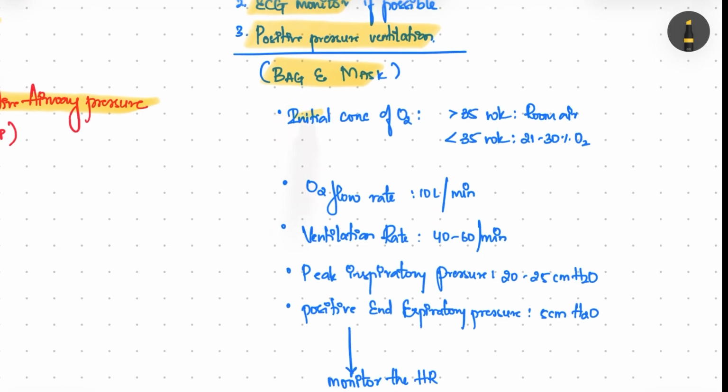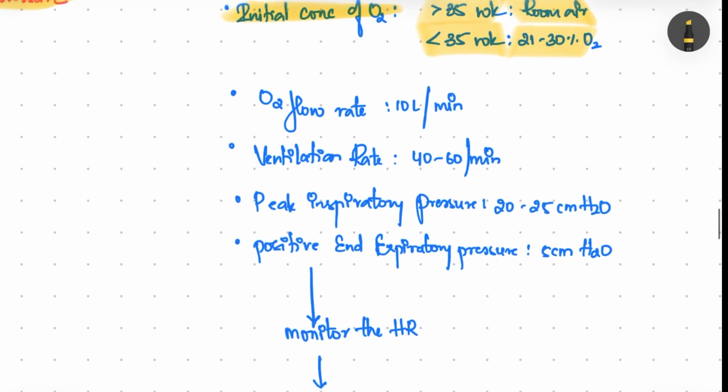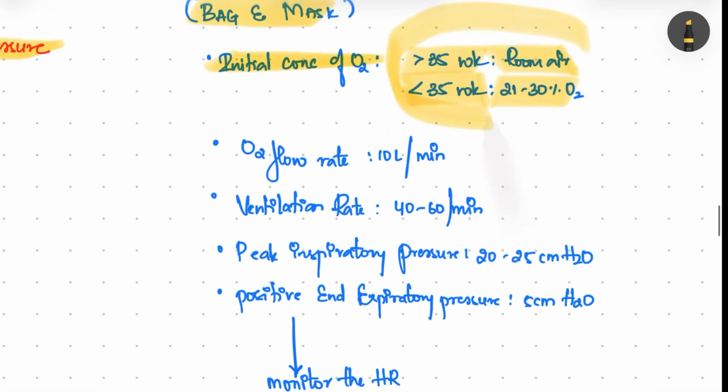The initial concentration of oxygen you give depends on the gestational age. If the baby is above 35 weeks, room air is sufficient. If the baby is less than 35 weeks, then go with 21 to 30% oxygen. Then this is the main thing you need to remember, people tend to ask this very importantly. If you are able to remember these other findings, it's okay, otherwise chill. Oxygen flow rate is 10 liters per minute.